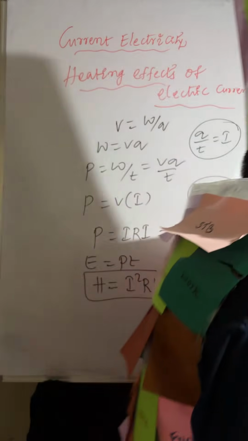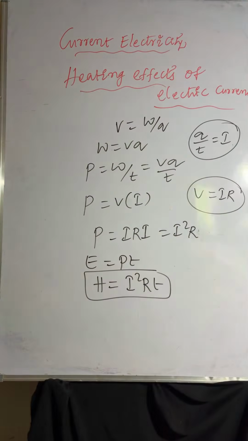The source of energy continuously gets dissipated entirely in the form of heat. That is called the heating effect of electric current. It is also known as Joule's law of heating.